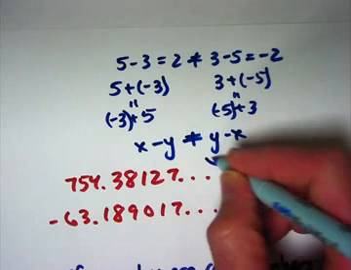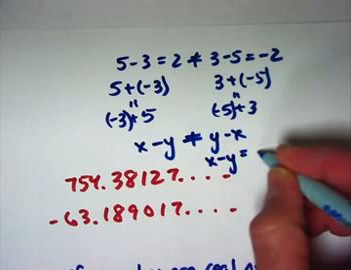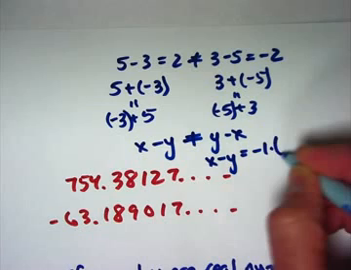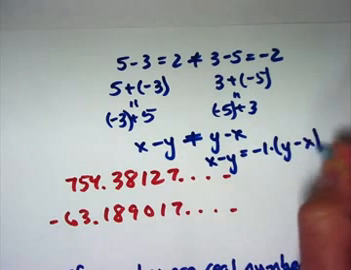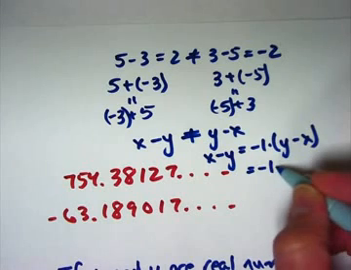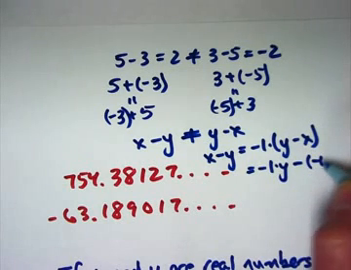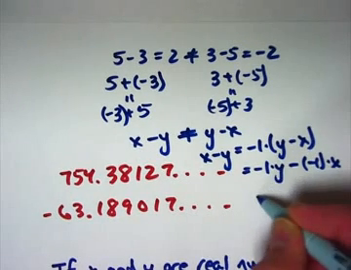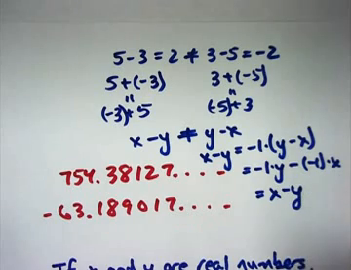Though in general you can say that x minus y does equal negative 1 times (y minus x), and that can be verified by the distributive property. Multiply the negative 1 through, and then simplify. That's the same as x minus y.